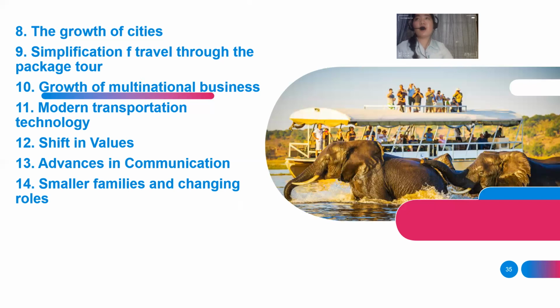Advances in communication, because it's quite easy to advertise tourist attractions nowadays. It's really easy to communicate with the tourists. We offer these tour packages because of the internet. You have billboards. We no longer rely only on flyers, travel books, or posters, because you already have the internet, like social media accounts or even vlogs on YouTube that advertise tourist attractions, which favors tourism even more. Okay, next, smaller families and changing roles.